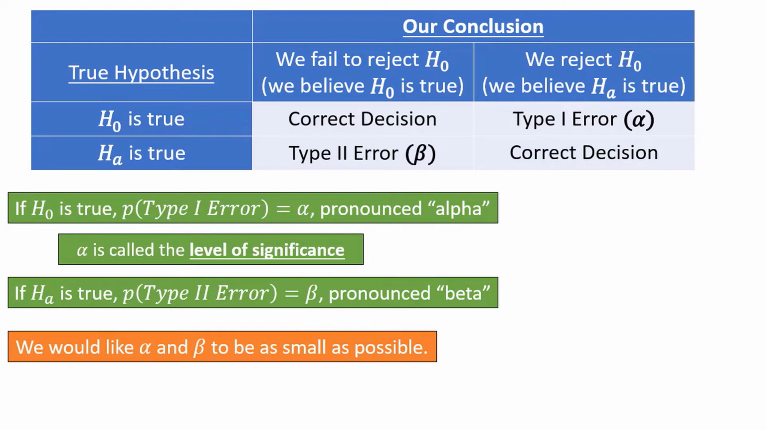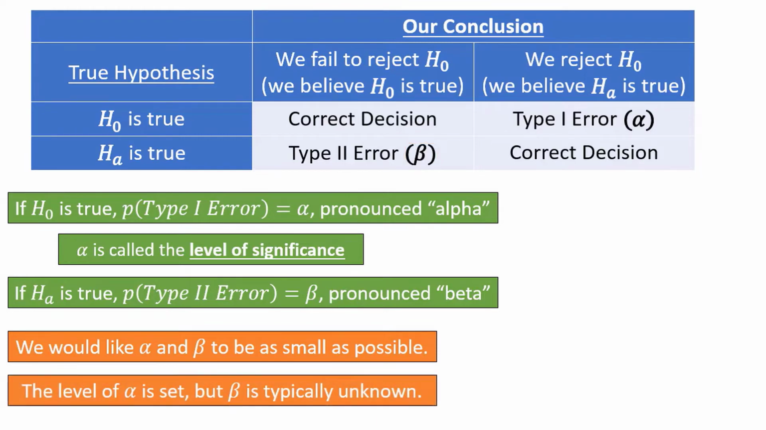The problem is, we don't know if the null or alternative hypothesis is true, so we aren't sure which error we are subject to. If the null hypothesis is true, a type 1 error is possible, and alpha is the probability of making that error. If the alternative hypothesis is true, a type 2 error is possible, and beta is the probability of making that error. In hypothesis tests, the researcher sets the level of alpha, but the level of beta is typically unknown.